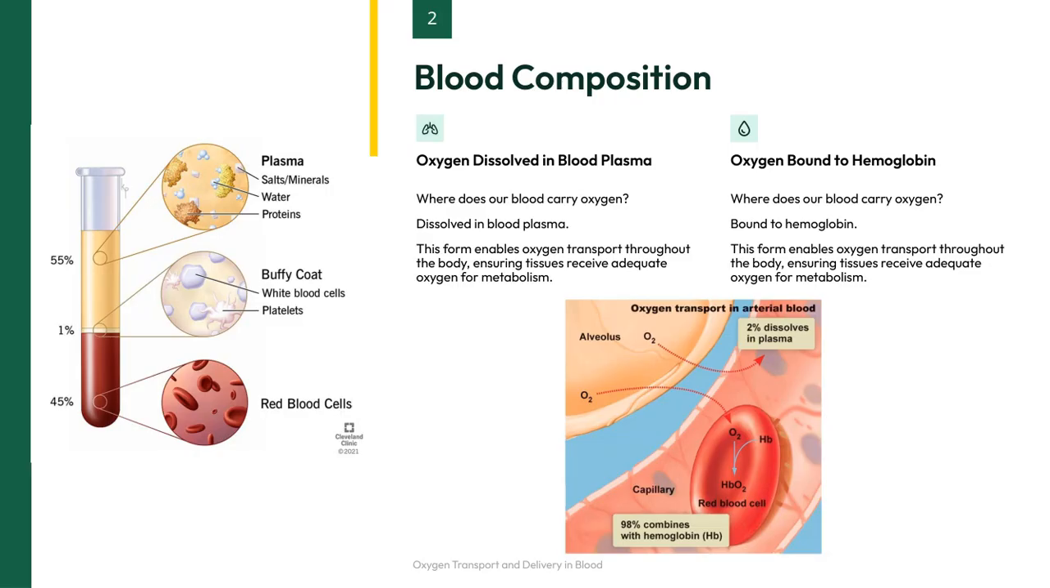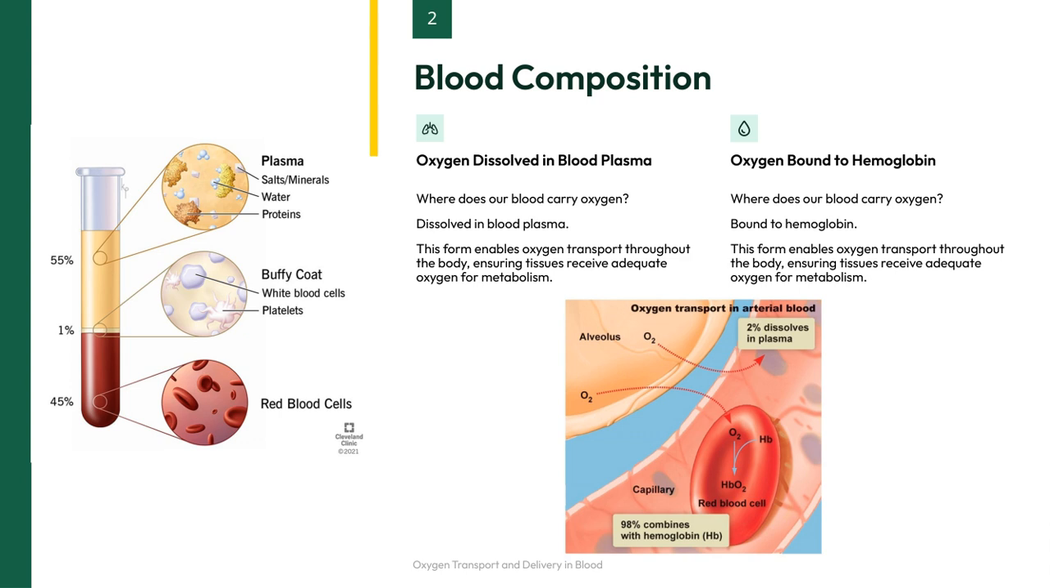So let's explore where our blood actually carries oxygen. Primarily, oxygen is transported in two forms. The first is bound to hemoglobin, which is a protein inside red blood cells. This form is essential because it allows large amounts of oxygen to be carried efficiently throughout the body. When oxygen binds to hemoglobin, it enables our tissues to receive enough oxygen for their metabolic needs.